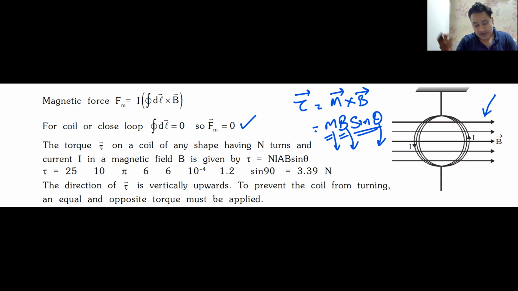Theta is 90, and you have your answer straight away. So the answer is N pi r squared into B. That was the answer I was looking for. Do you understand this? Yes, sir. The values are irrelevant.